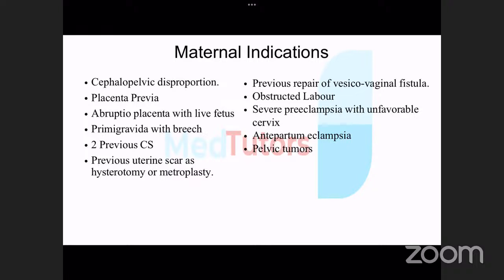Then, if a woman has had a previous VVF repair, she will have a cesarean section. Obstructed labor is also an indication. If she has severe preeclampsia or eclampsia with an unfavorable cervix, that is an indication. And then, of course, if she has pelvic tumors coexisting with pregnancy, that is an indication. CPD, they are all indications in all instances. Next slide.